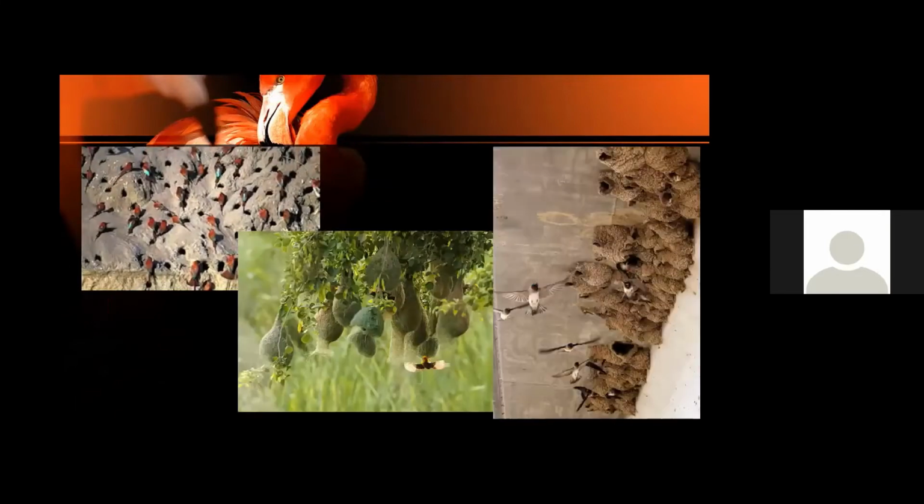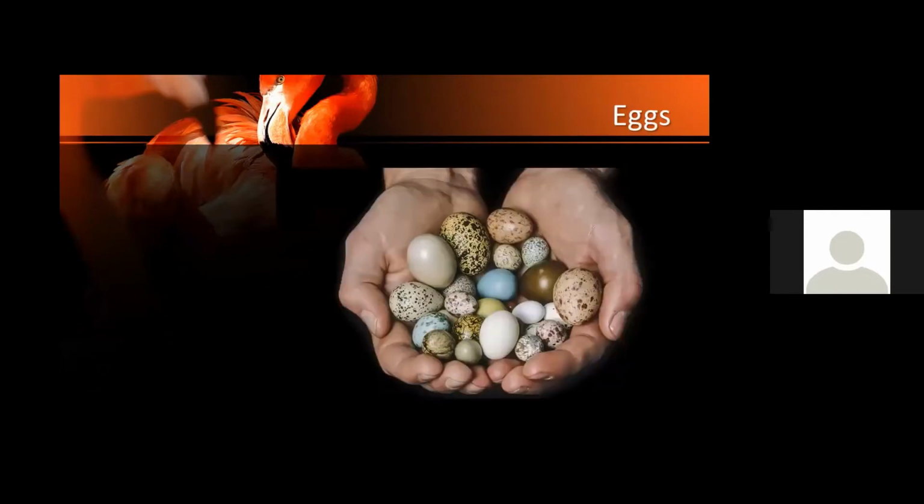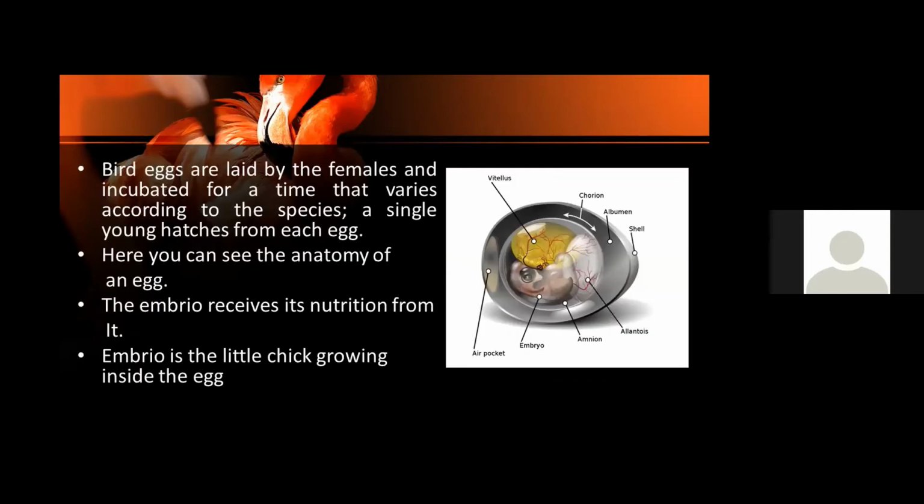Here you can see some bird colonies. Eggs. The purpose of nest making is laying their eggs in it. So now we are going to learn about eggs. Bird eggs are laid by the females and incubated for a time that varies according to the species. A single young hatches from each egg.